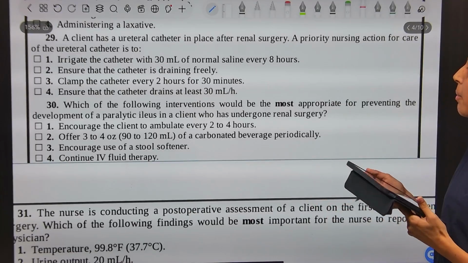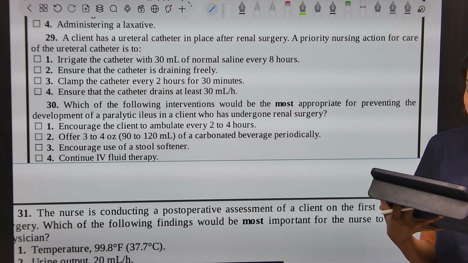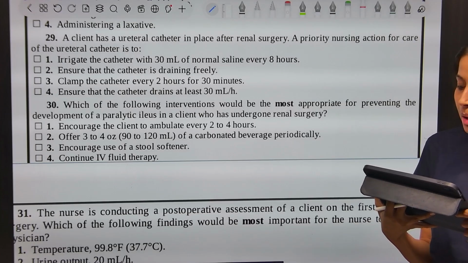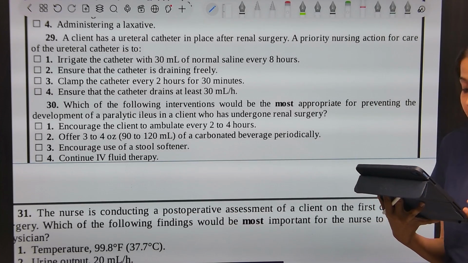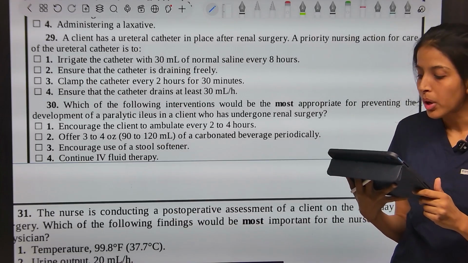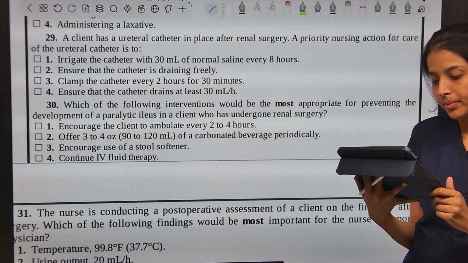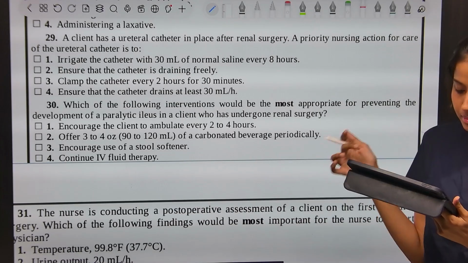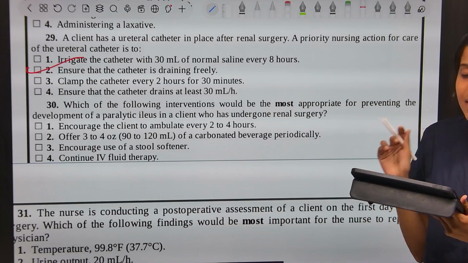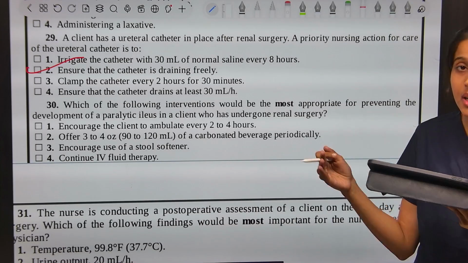Now read question number 29. The client has a ureteral catheter in place after the renal surgery. The priority nursing action of care for ureteral catheter is to... What will be the priority of nursing in this case? Try to solve the answer. Answer number 2 will be the correct answer. Ensure that catheter is draining freely.